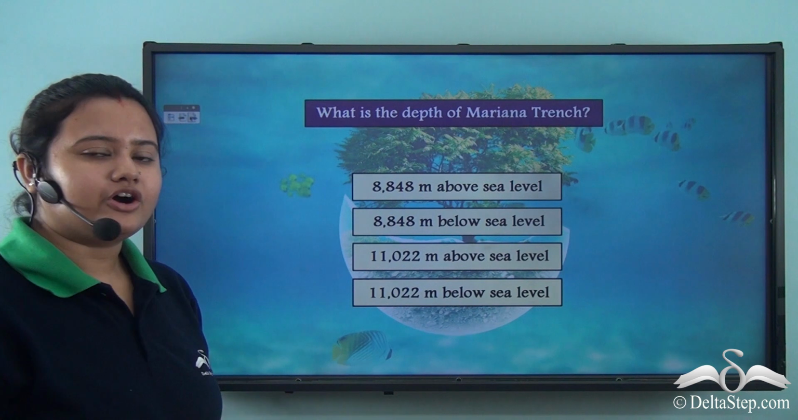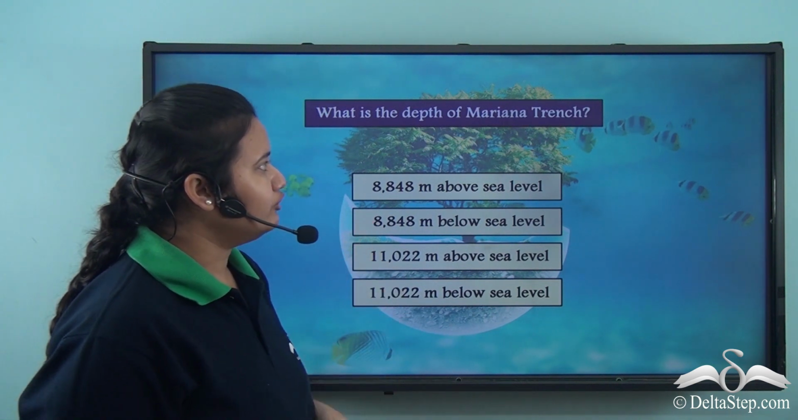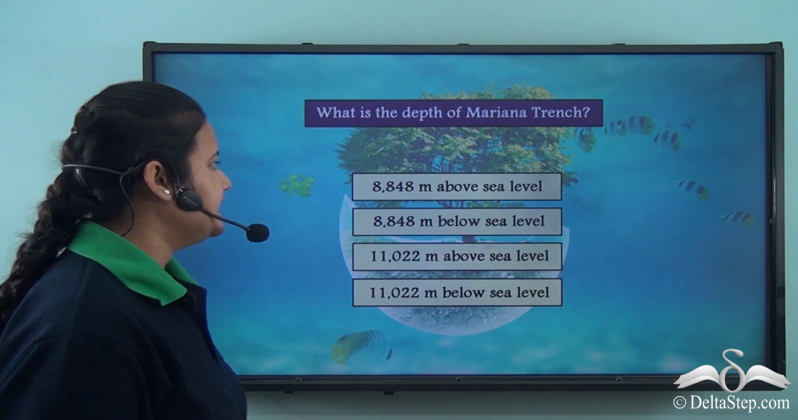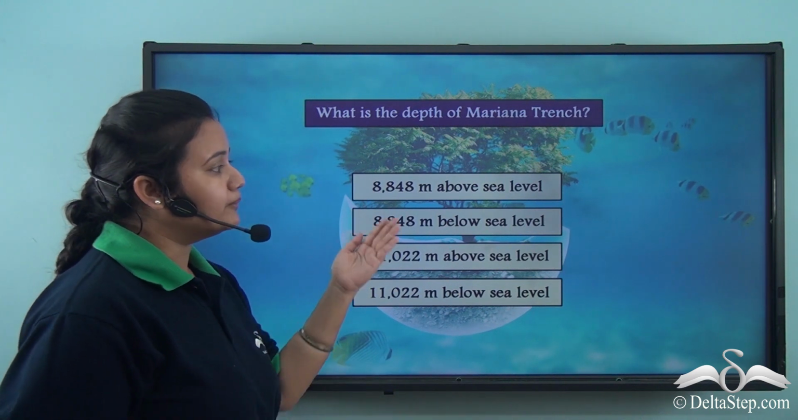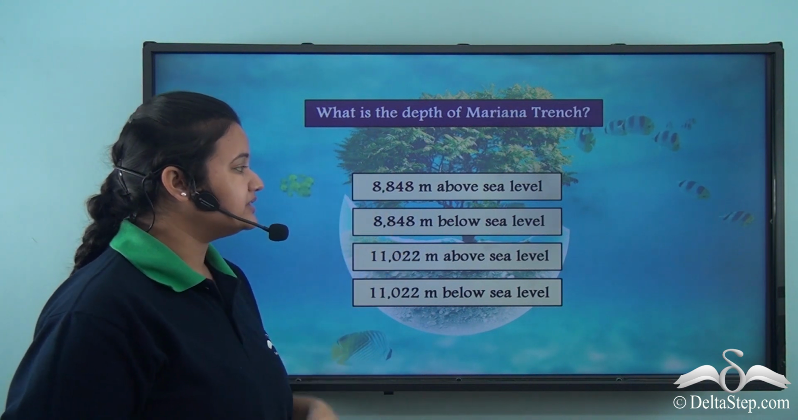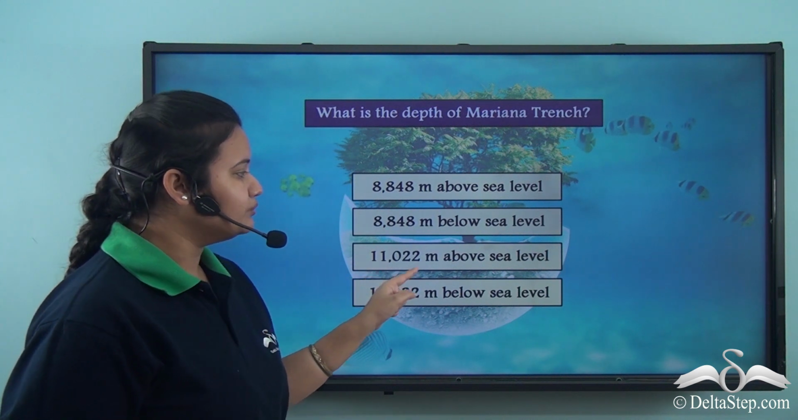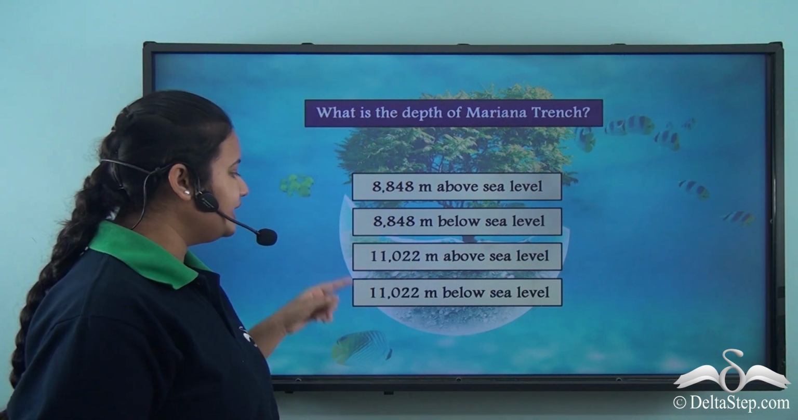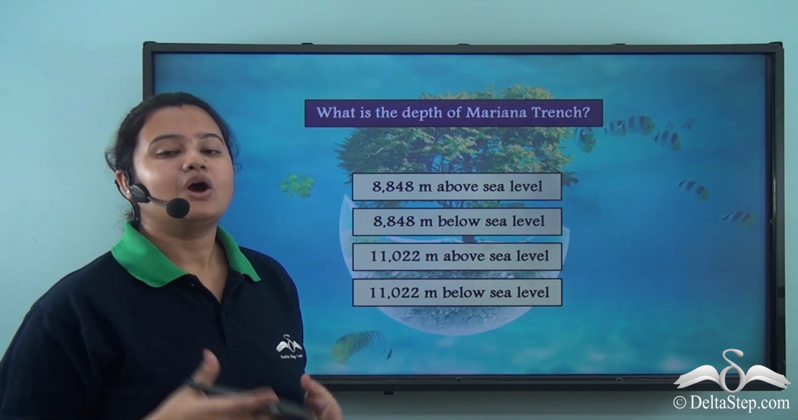Now, before moving on, let us see if we can answer this question. What is the depth of Mariana Trench? Is it 8,848 meter above sea level? Is it 8,848 meter below sea level? Is it 11,022 meter above sea level or 11,022 meter below sea level? What do you think?